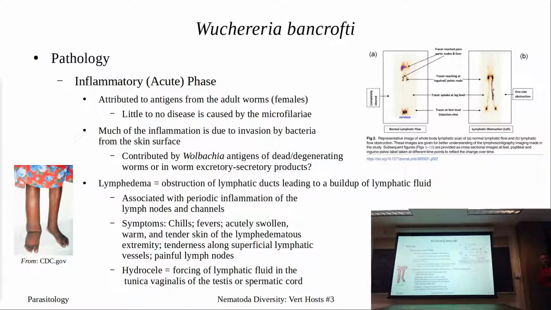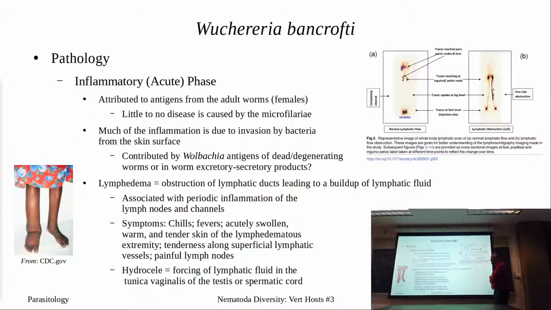When you have that damage to the vessels, the body's going to try to repair itself, and it calls in the immune cells to help do that. And what we could develop is something called lymphedema. This is obstruction of lymphatic ducts leading to a buildup of lymph. This is our filariasis, lymphatic filariasis.